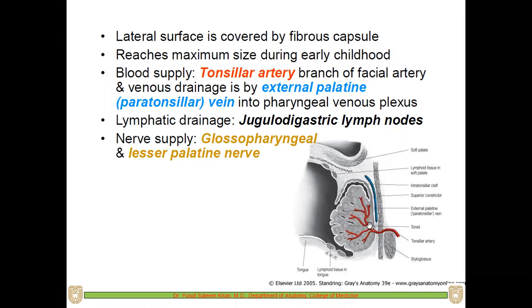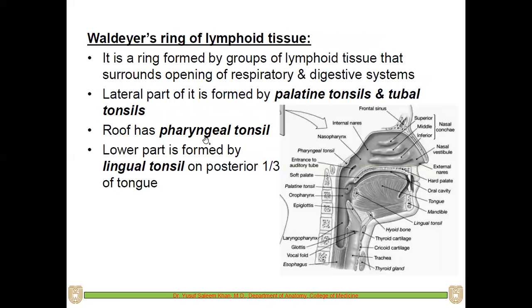This is important because clinically, when we do surgery, if you don't block this artery properly, it can lead to severe bleeding. Even though the surgery is very easy, it usually leads to severe bleeding because of this tonsillar artery. Even the paratonsillar vein can sometimes bleed. The lymphatic drainage is to the jugulodigastric lymph nodes, which are present in the neck, and the nerve supply is by the glossopharyngeal as well as the lesser palatine nerves.